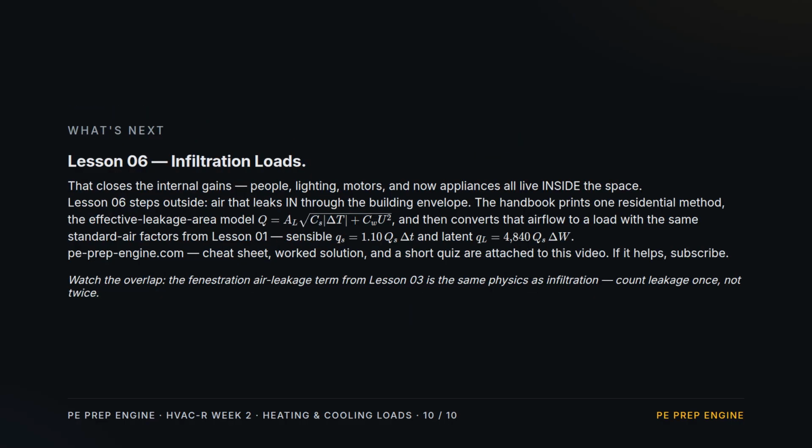Next up, Lesson 6, Infiltration Loads. That wraps the internal gains. Now we step outside, to air leaking in through the envelope. The handbook prints one residential method, the effective leakage area model, then turns that airflow into a load with the same standard air factors from Lesson 1.